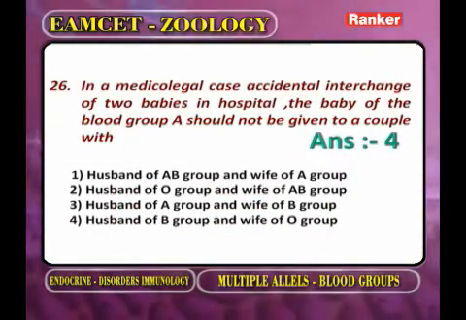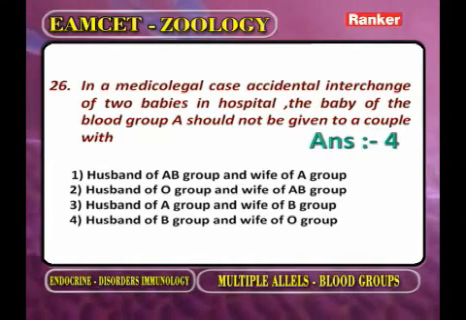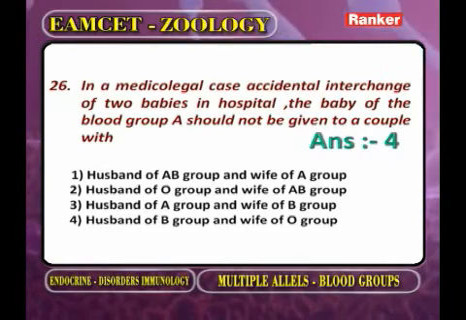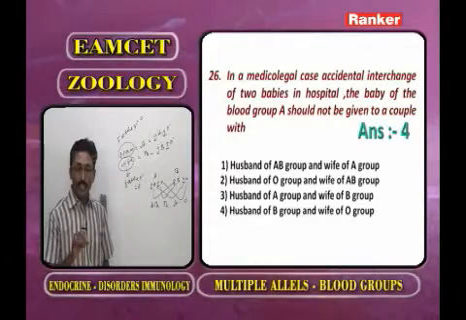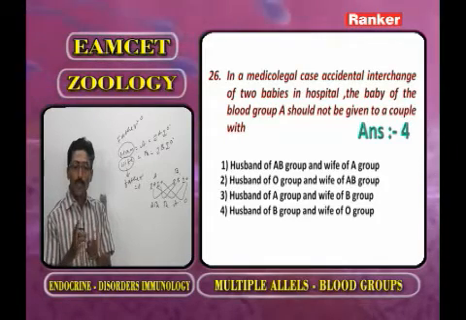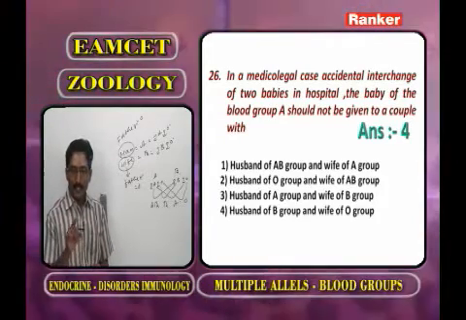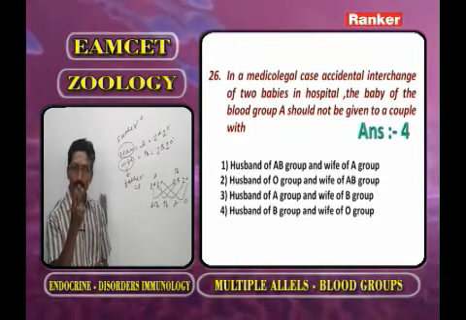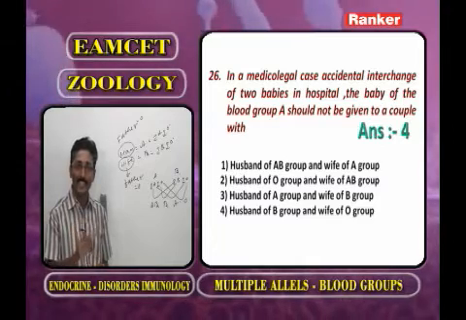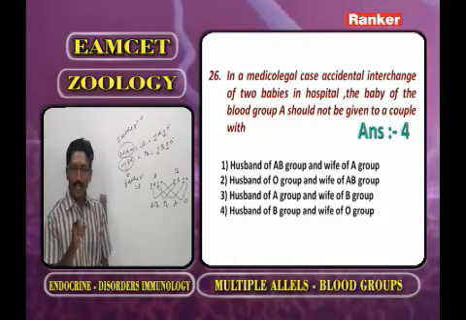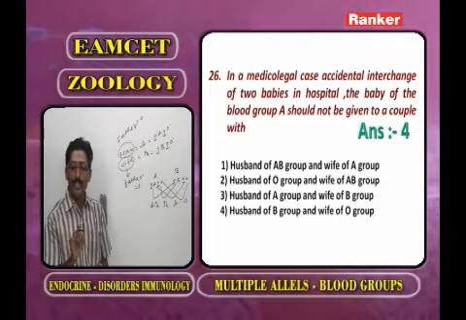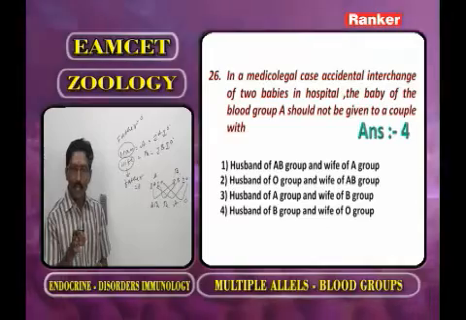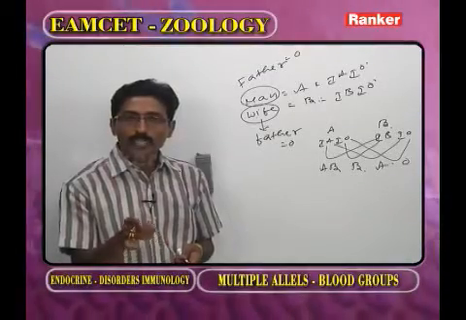In a medico-legal case, accidentally interchange of two babies in a hospital. In a hospital, regarding one case, the two babies are interchanged. The baby of the blood group A, here two babies are present, they were interchanged in the hospital accidentally. The baby of the blood group A should not be given to a couple with. Again repeating, the baby of the blood group A should not be given to a couple with.